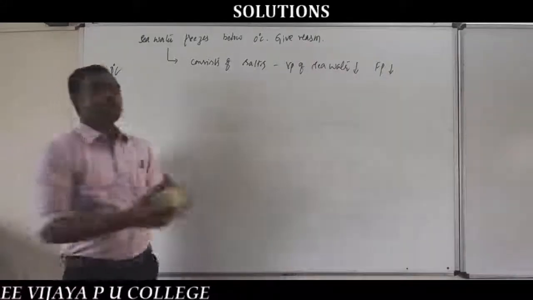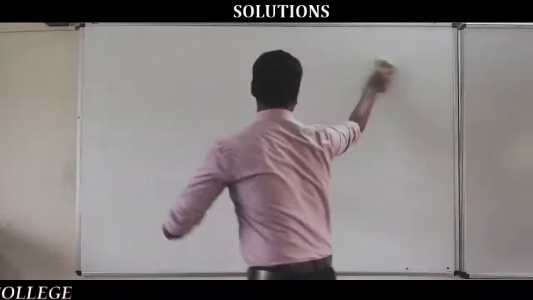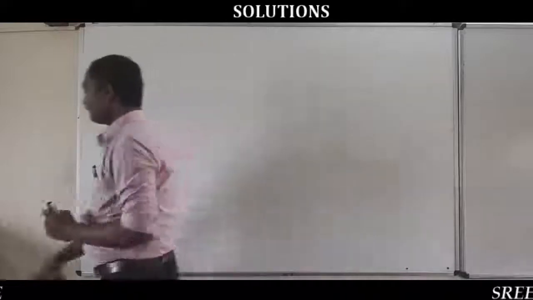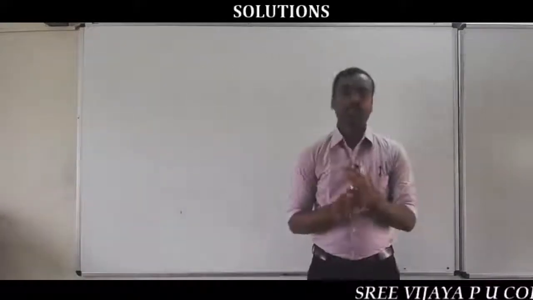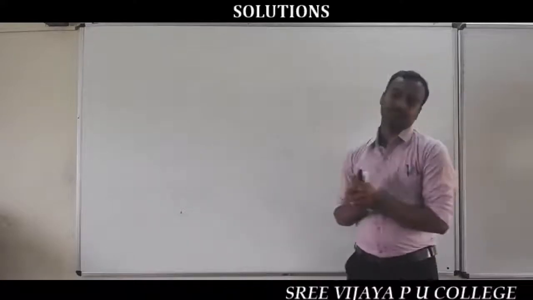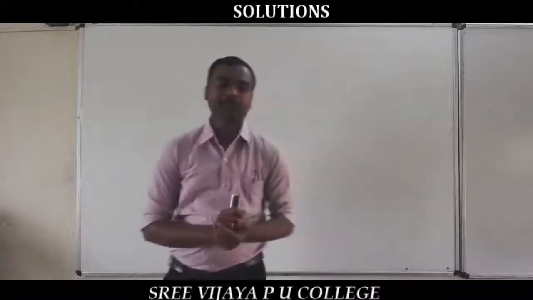So that's about the 4 colligative properties: relative lowering of vapor pressure, osmotic pressure, elevation of boiling point of solvent, and depression of freezing point of solvent. In all the cases, there are 4 equations, and problems are based on all 4 equations. I have cleared the problems on RLVP.